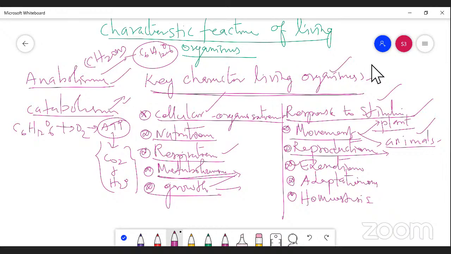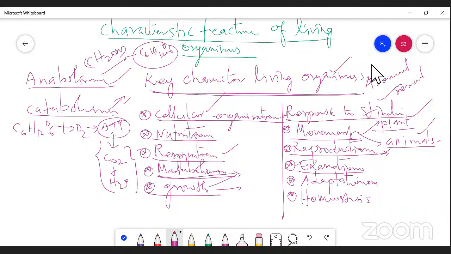Reproduction has categories depending on the organism, plants and animals, unicellular and multicellular. Mainly there are two types of reproduction. One is asexual reproduction. Another one is sexual reproduction.